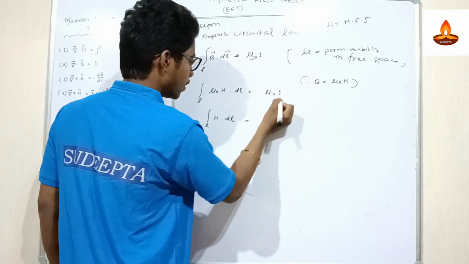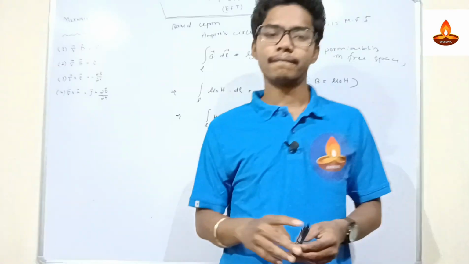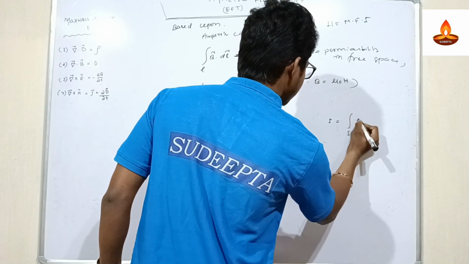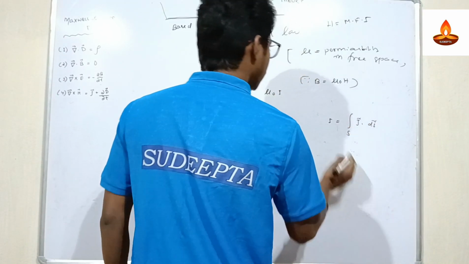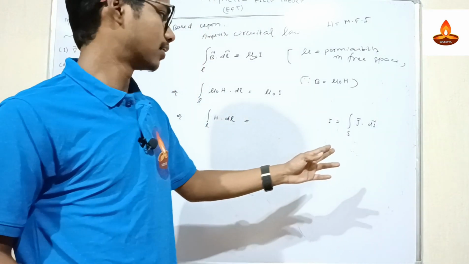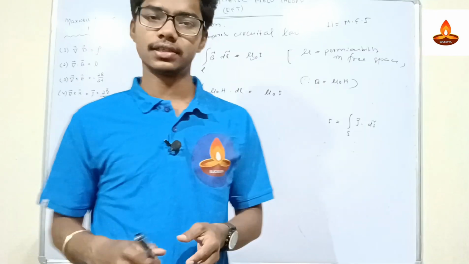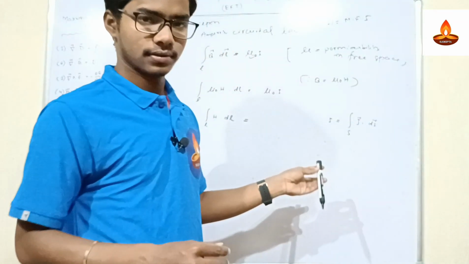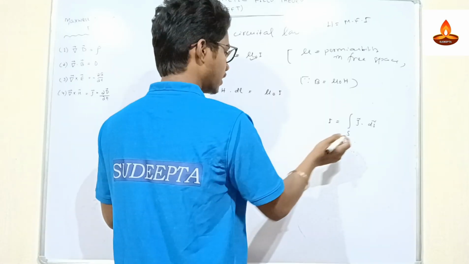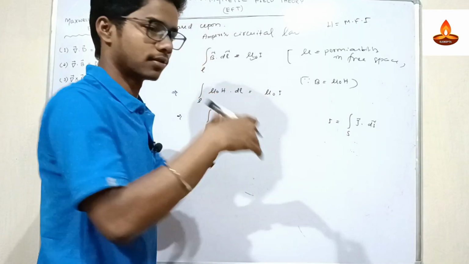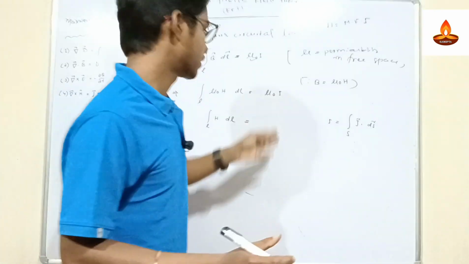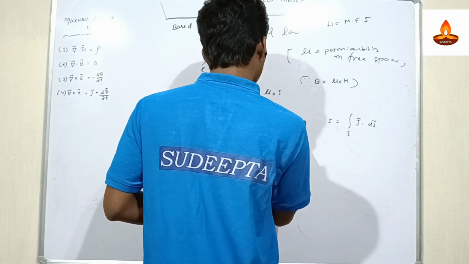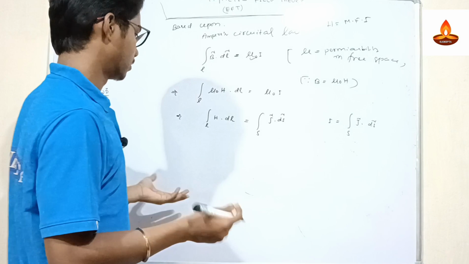The linear integral of H dot dl is equal to I, and in place of I we can write the surface integral of J dot ds. This is the current, which is the surface integral of the current density. Because mu naught is already cancelled out, we can replace I with the surface integral of J dot ds. This is the outcome we get here.